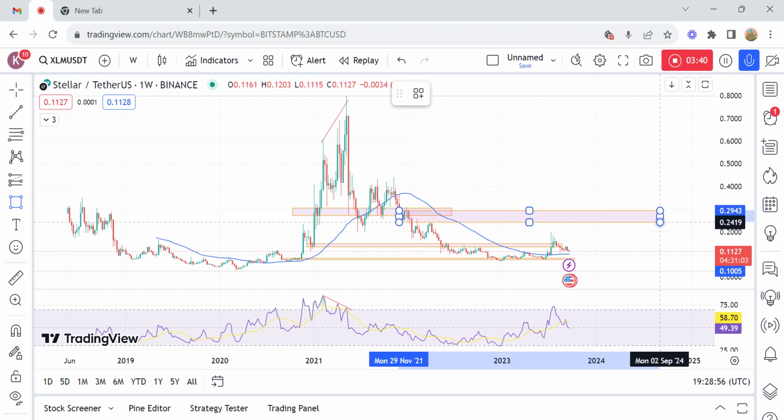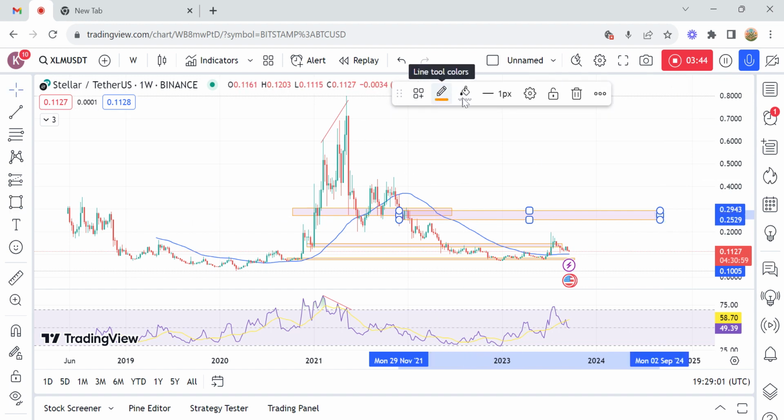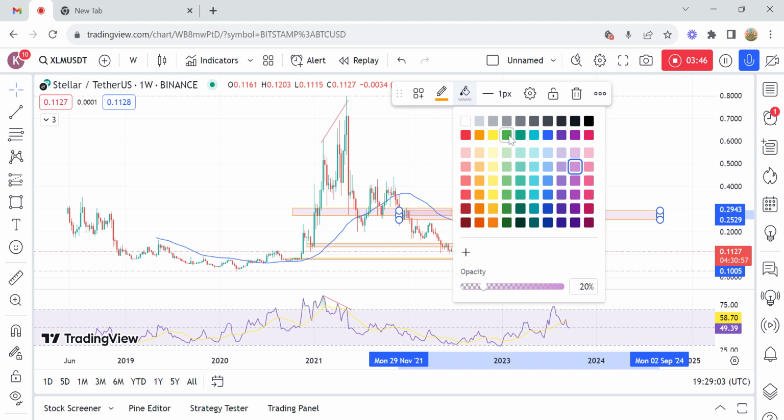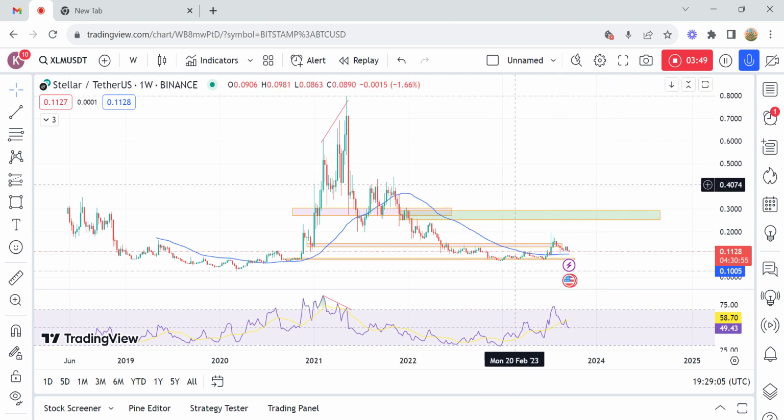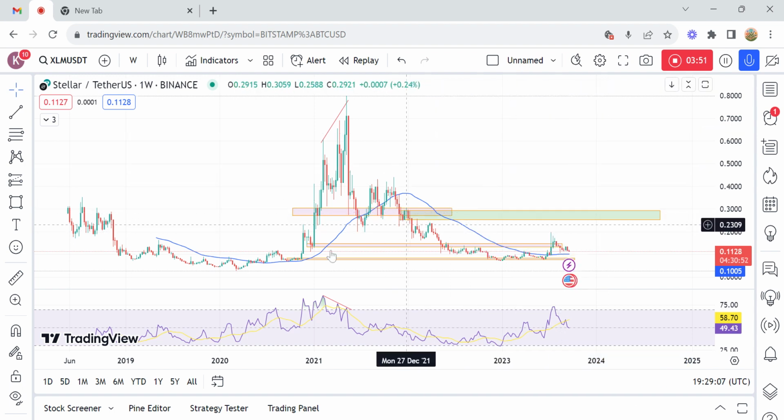I will change the color to green. Mind you, before there was a low here, another low here, and these stops, another stop here. There were stops also below this level. So it was from this green candle that the market dropped down to take out these lows. Obviously, this particular green candle becomes a valid order block.